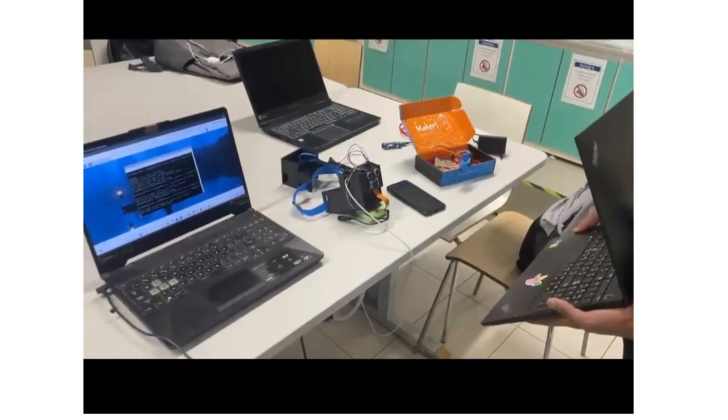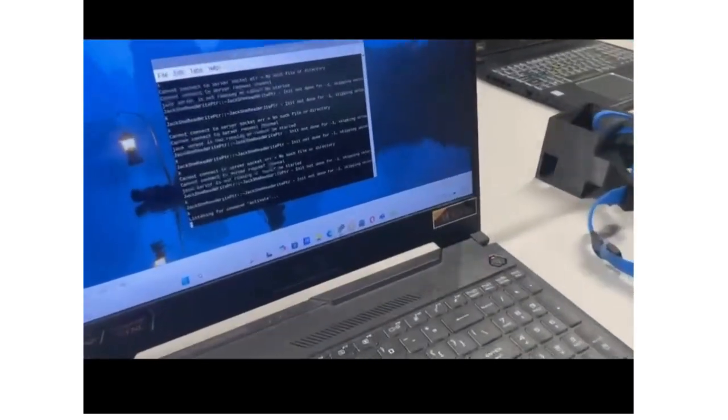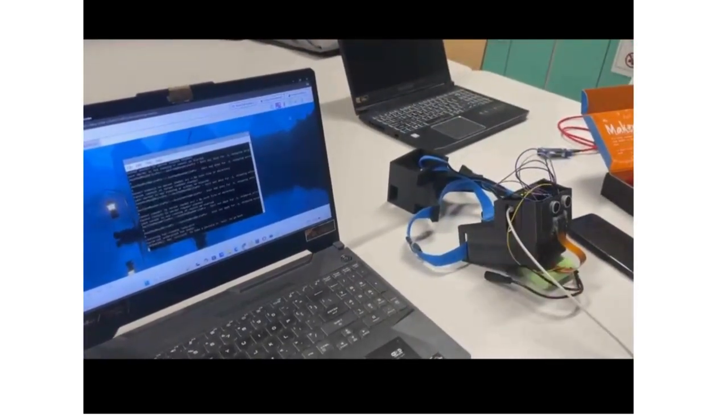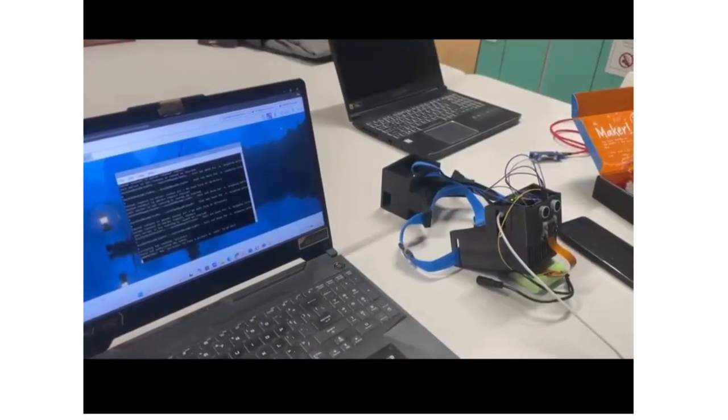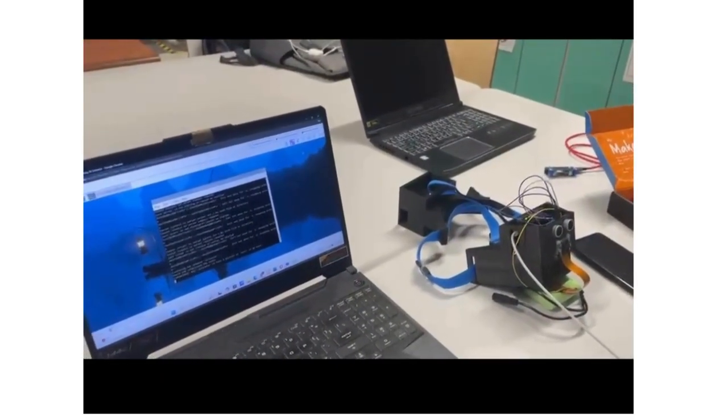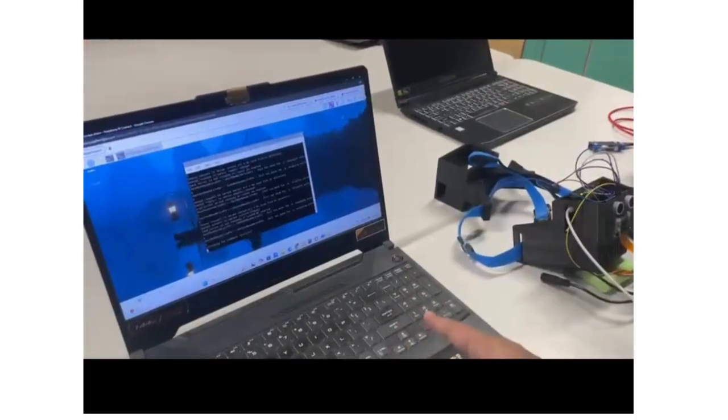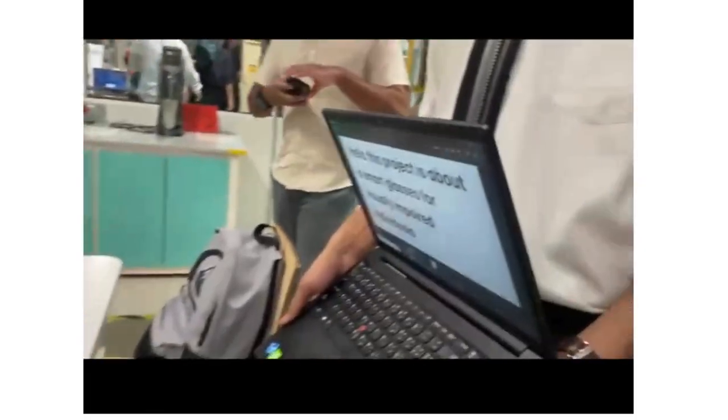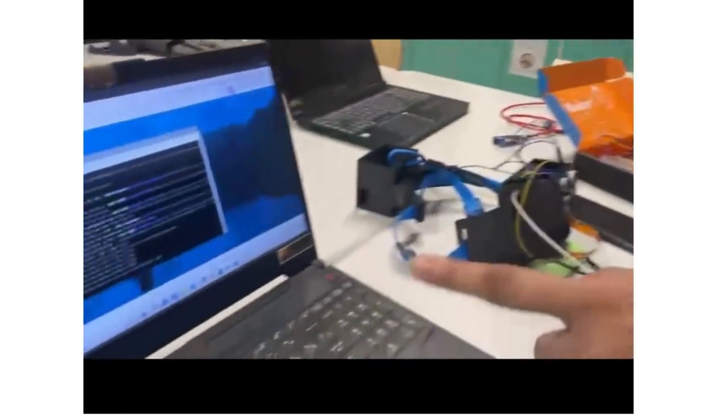Opening image captioning mode. Say activate to take a picture or exit to go back. Activate. Caption: a person holding a sign.